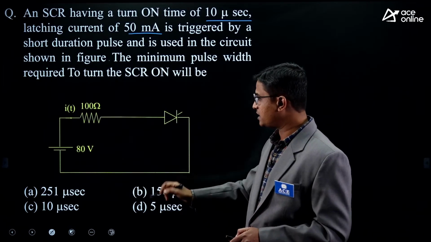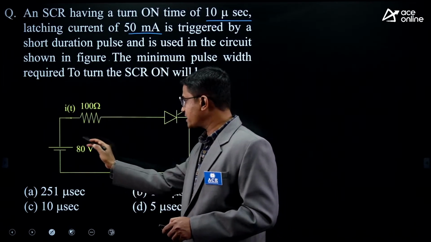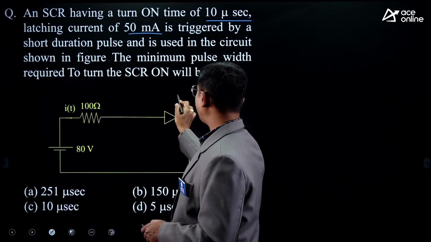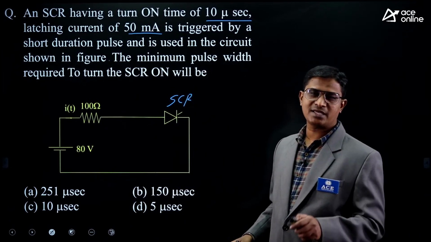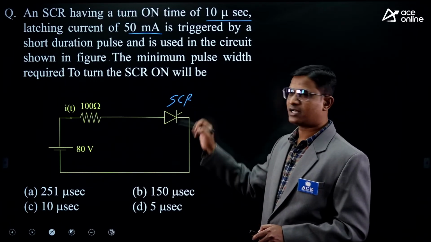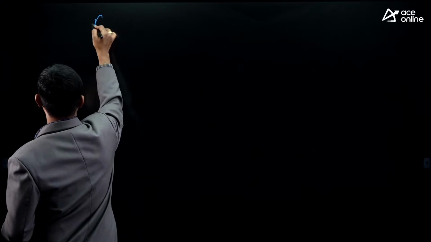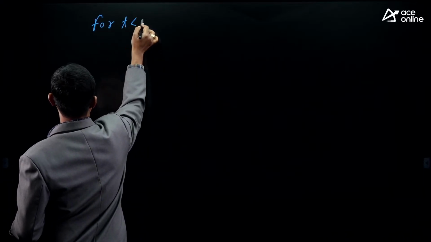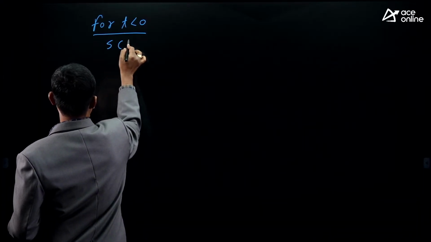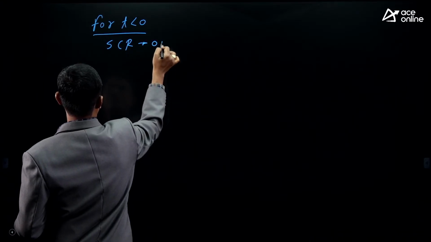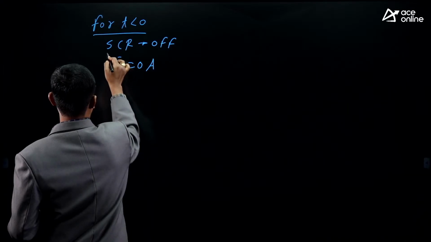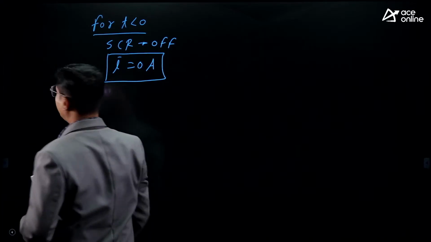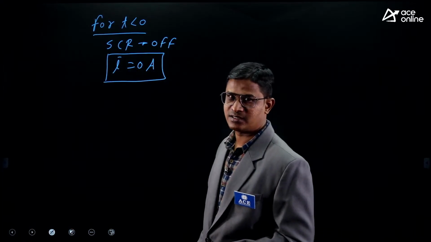Now if you check this circuit, we have only DC excitation, a resistor and directly the SCR. For t less than 0, the SCR is in an off state. What is the circuit current? 0. For t less than 0, SCR is in the off state, so the circuit current is 0 ampere.